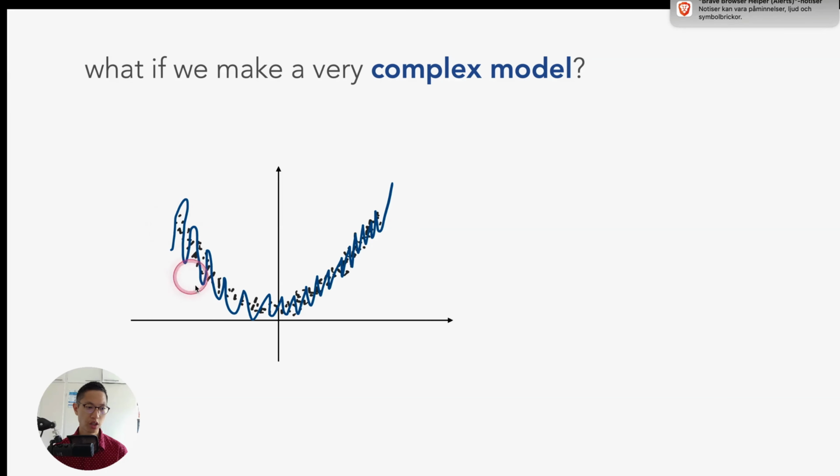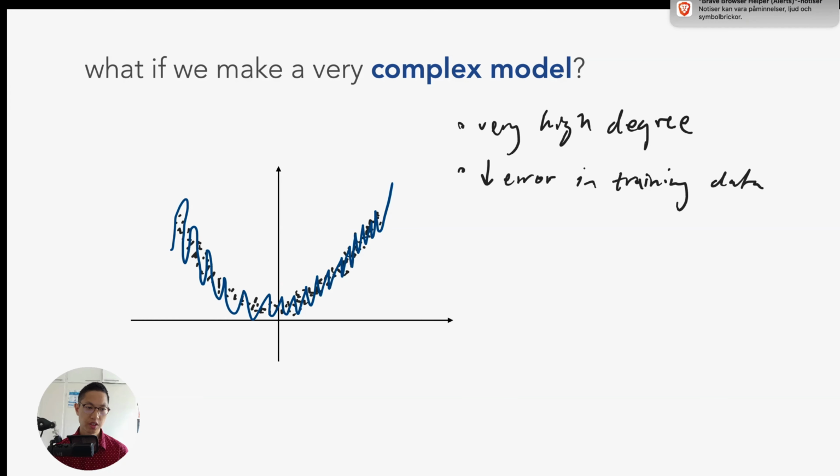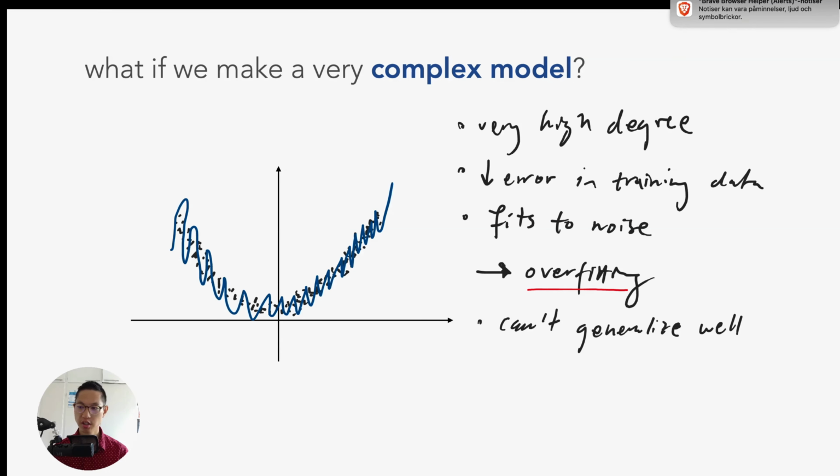We capture all the points, but is this good? We have a very high degree. There is a very low error in the training data. Yes, of course, we have fitted it very well. There's a low error. However, we have fitted to the noise. That is not good, because what happens when we want to predict something? Say we want to predict a point that maybe should be here, but because it has fitted to the noise, it finds another point. It's not very good. We have overfitting, and it means that it cannot generalize well.